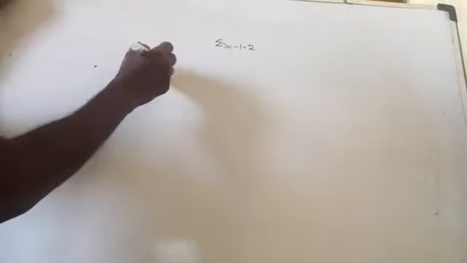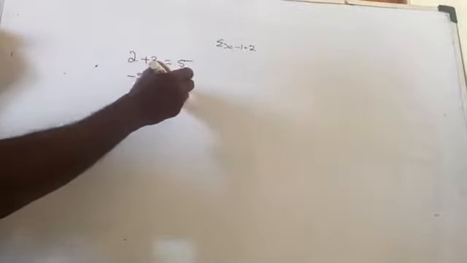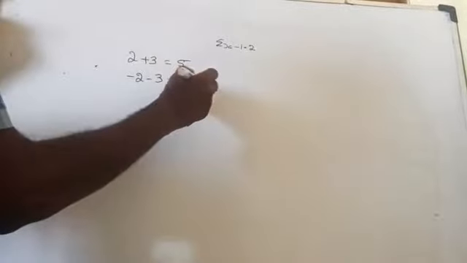How will you add two negative integers? Ignore the sign, add them as naturals and give the negative sign, that is minus 5.